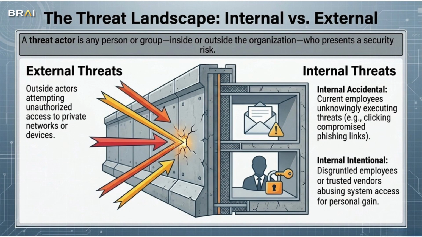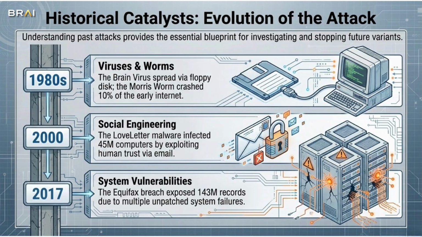To protect these assets, we have to understand where threats originate. A threat actor is any person or group, inside or outside the organization, who presents a security risk. External threats come from outside actors attempting to gain unauthorized access to private networks or devices. Internal threats, however, come from within. These can be accidental, like an employee unknowingly clicking on a malicious phishing link, or intentional, such as a disgruntled employee or trusted vendor abusing system access for personal gain. Understanding past attacks gives us the essential blueprint for investigating and stopping future threat variants.